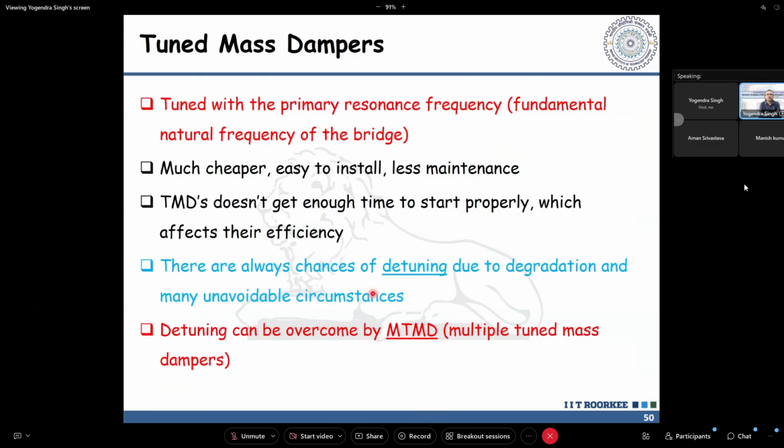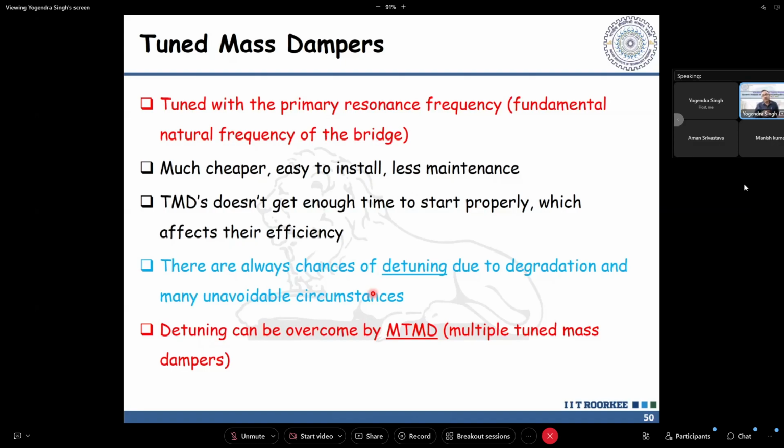And the tuned mass damper has this property: it works like a 2 degree of freedom system. When the frequency of the forcing function matches with the primary system, then the secondary system comes into play. The secondary system takes all the energy, the secondary system dissipates all the energy, and the primary system is put to rest. So in our case, this is the situation in resonance.